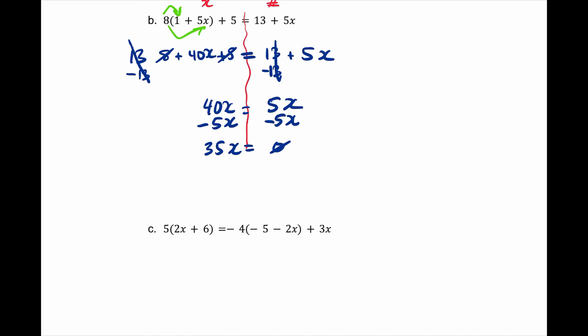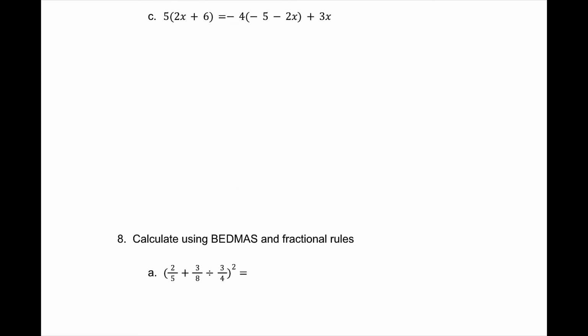So now I don't want to know what 35x is equal to. I want to know what 1x equals. So if I divide 35x by 35, I get the value of 1x. And I have to keep things balanced. So if I divide by 35 on the left, I divide by 35 on the right. And 0 divided by 35 is 0. And that is it.